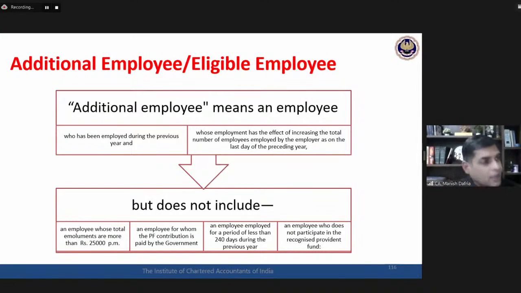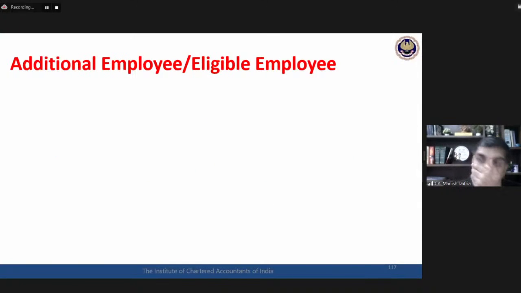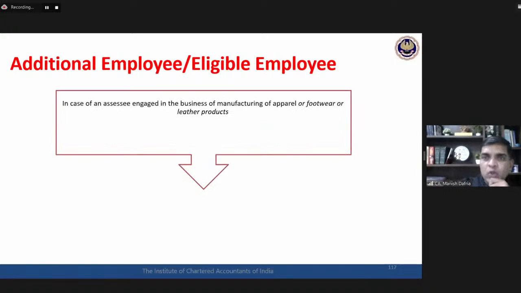Now come to certain further clarifications. We have seen one requirement of 240 days. In order to be an eligible additional employee, the person should have been appointed for a minimum of 240 days. Anybody who has been appointed for less than 240 days during the year is not an eligible employee. Now, with respect to the 240 days concept, there are two clarifications.